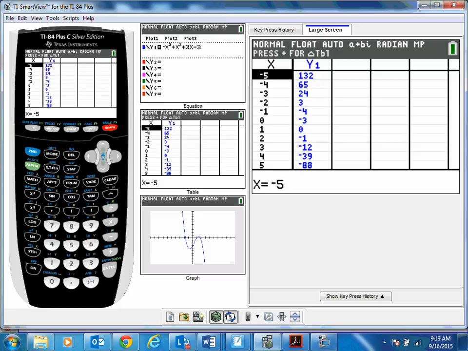So -2, 3, -1, -4, 0, -3, 1, 0. I want you to plot as many points that will fit on there. Okay, and then the rest you can just draw based on the end behavior, what it's supposed to look like.